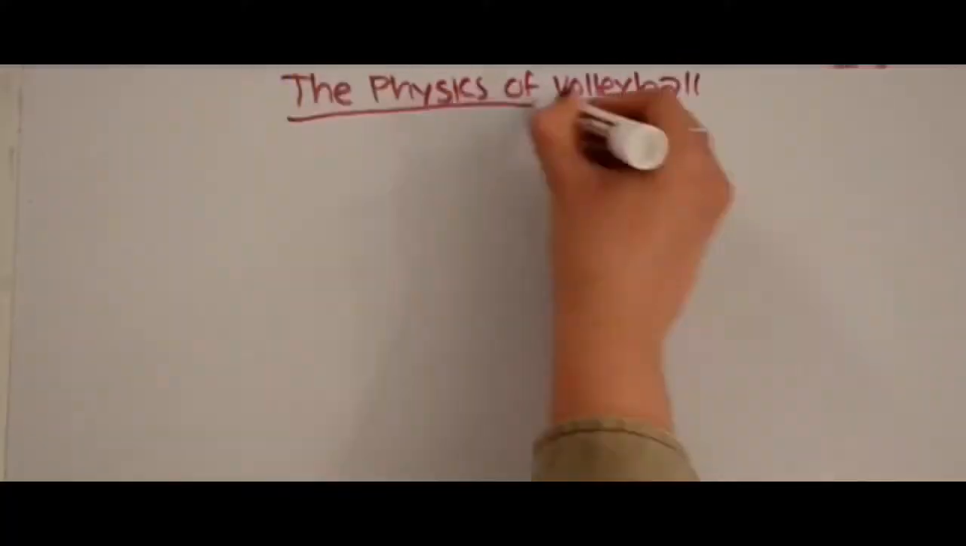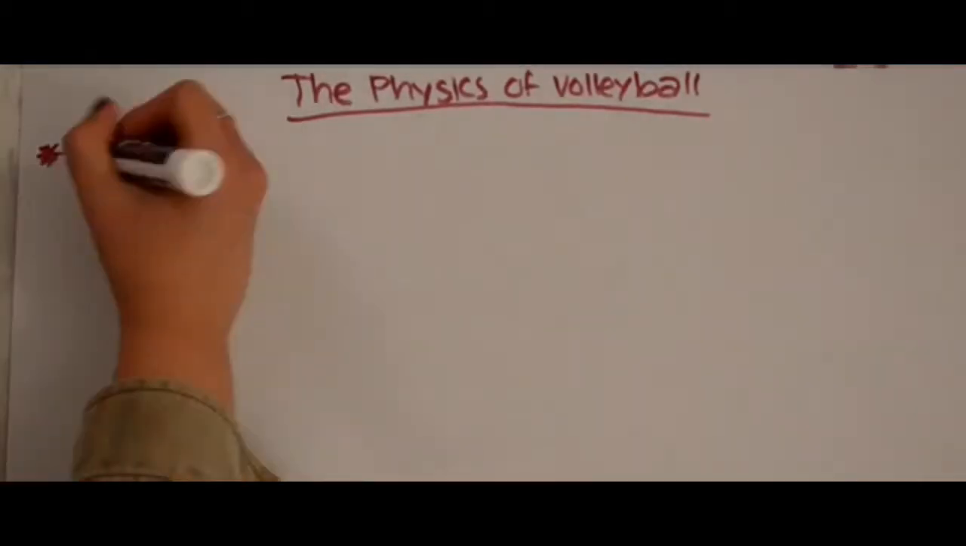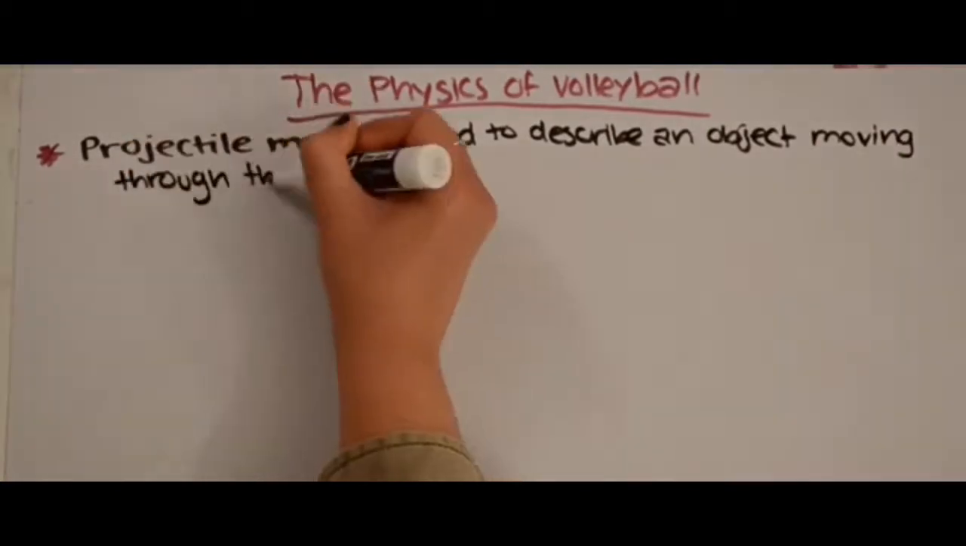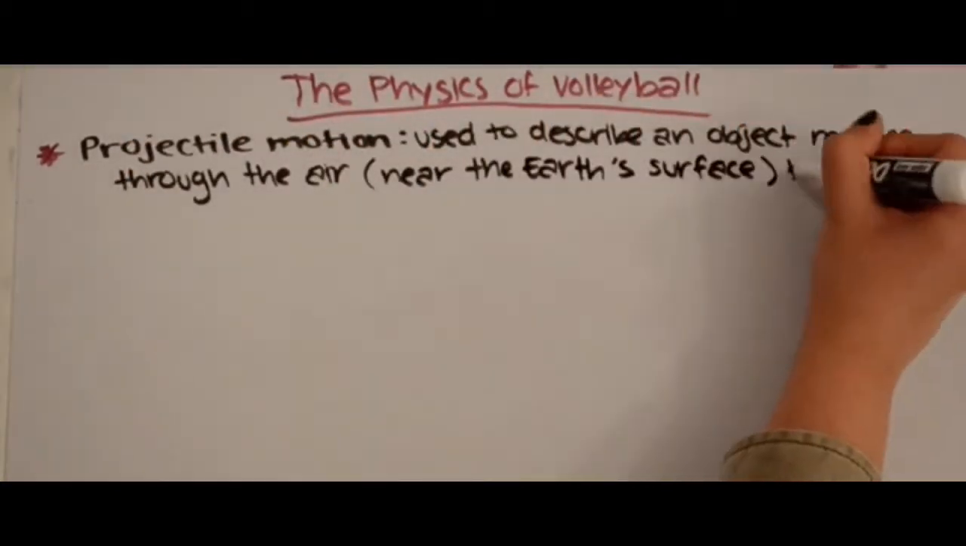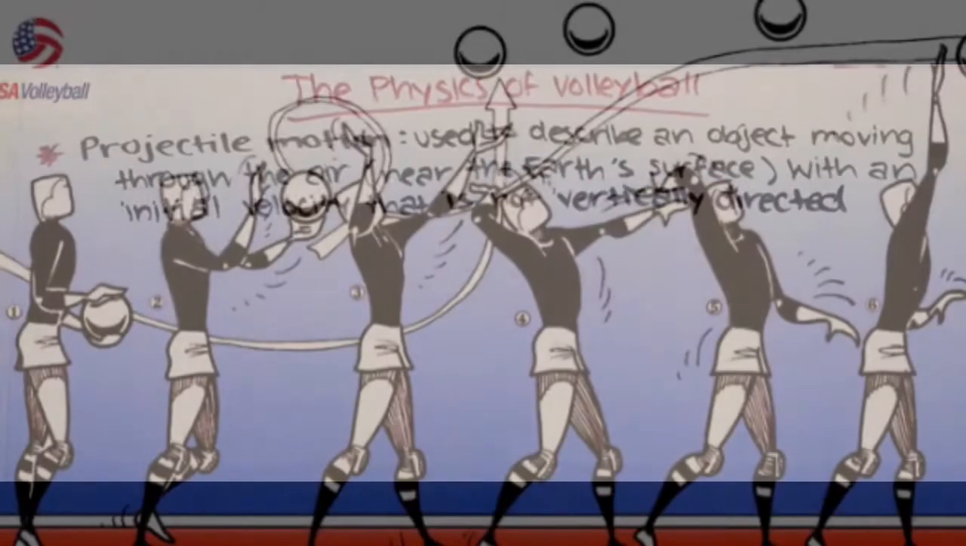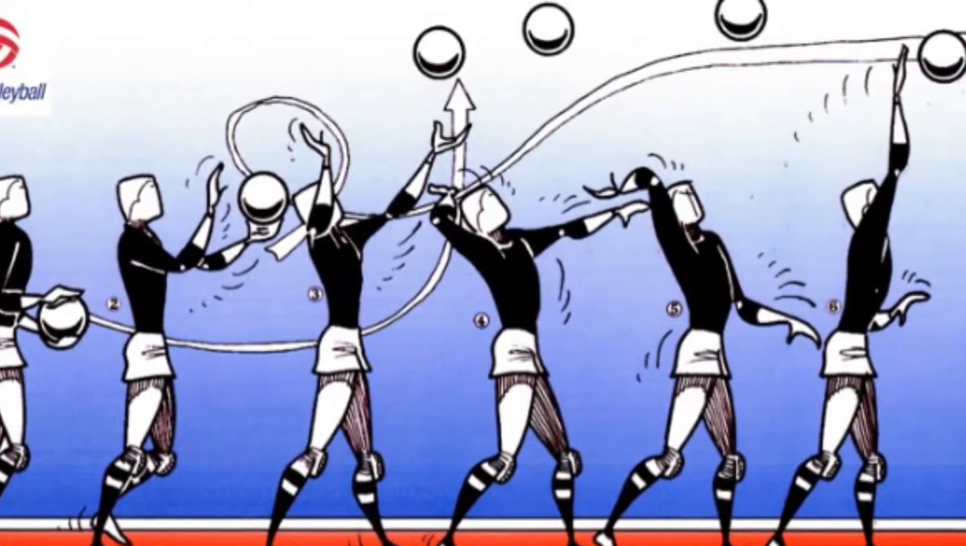Another physics topic that deals with the sport of volleyball is projectile motion. A projectile is any object, in this case the volleyball, that has been fired, thrown, or propelled, in this case hit, such that it has no capacity for self-propulsion. The volleyball is under the influence of gravity only.